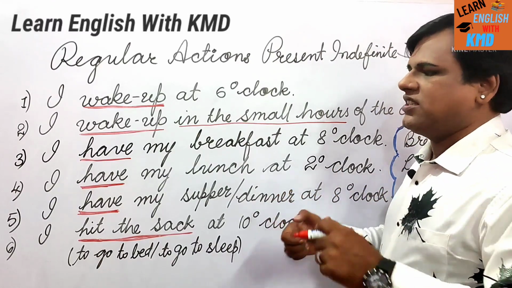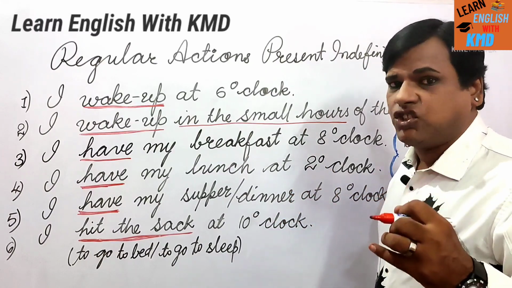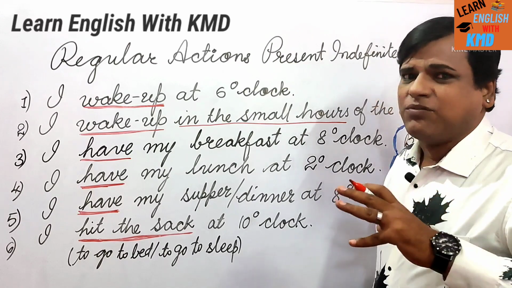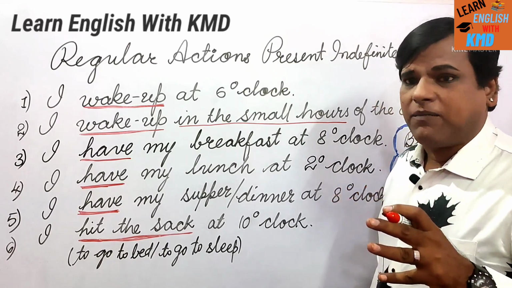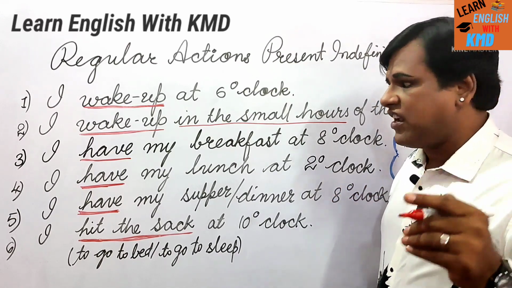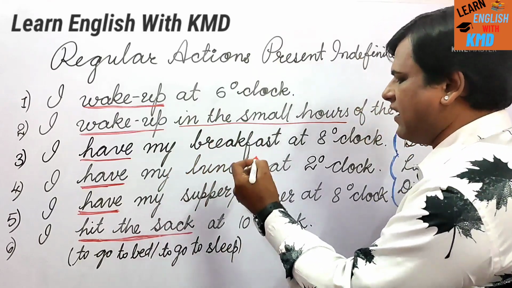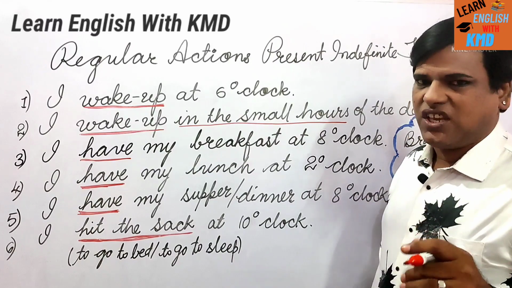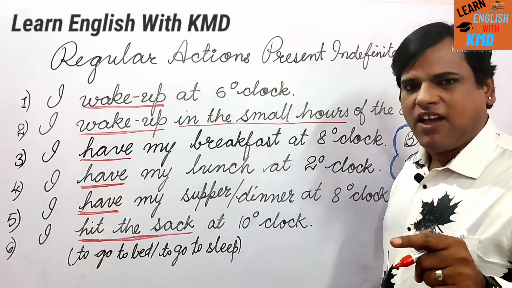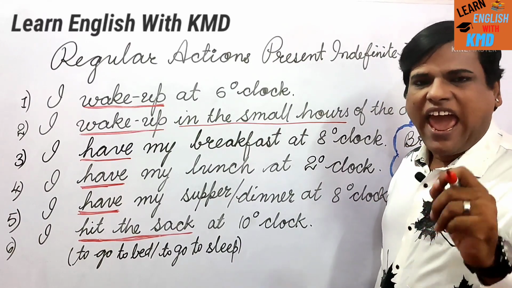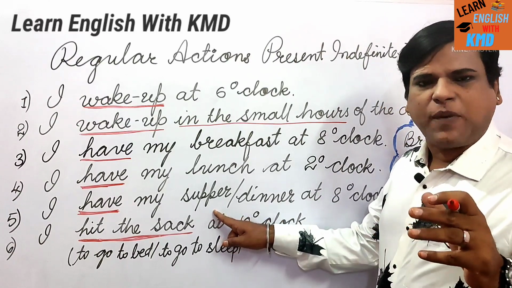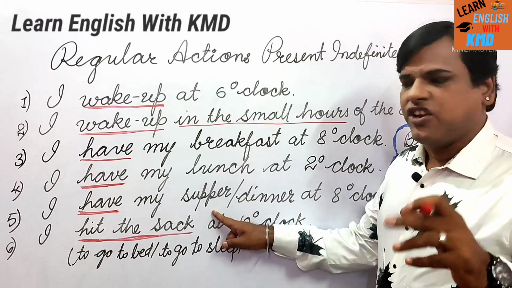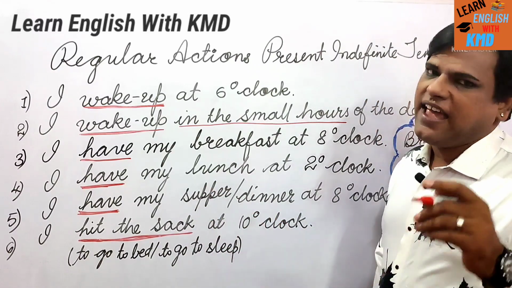Moving on to the next sentence, I have my lunch at 2 o'clock. I'm talking about my lunch with the help of present indefinite tense. Moving on to the next sentence, I have my supper or dinner. S-U-P-P-E-R is the spelling of the word supper. And what does supper mean? Supper means night food. I have my supper at 8 o'clock.